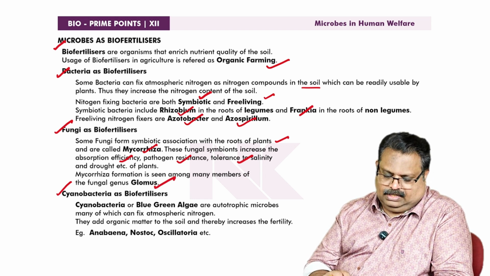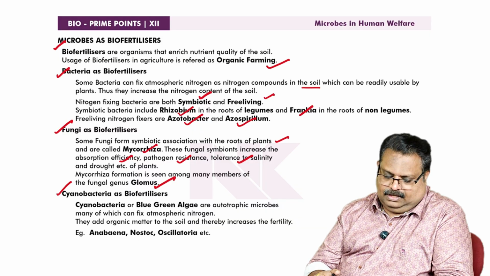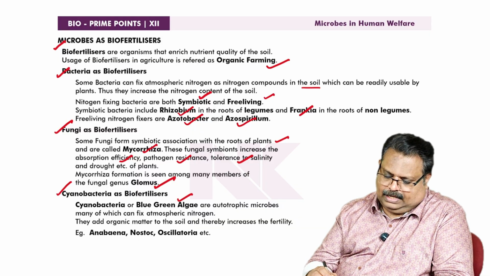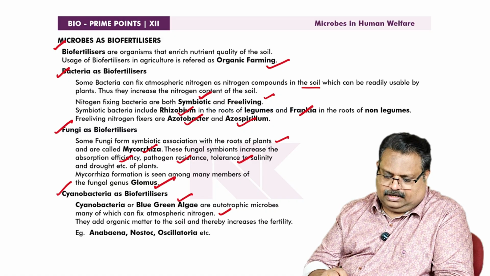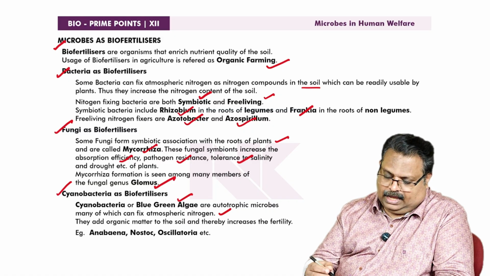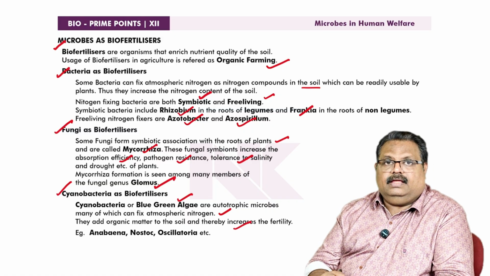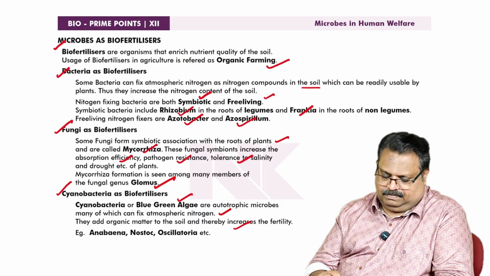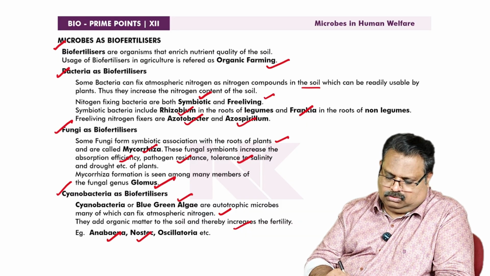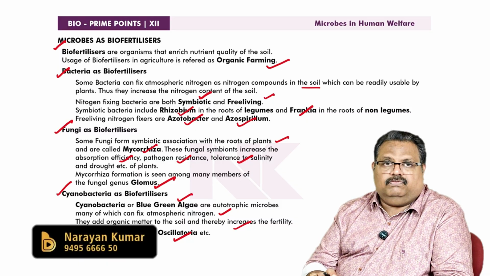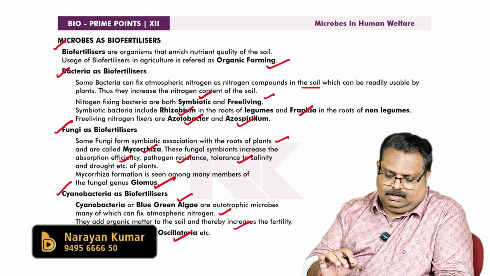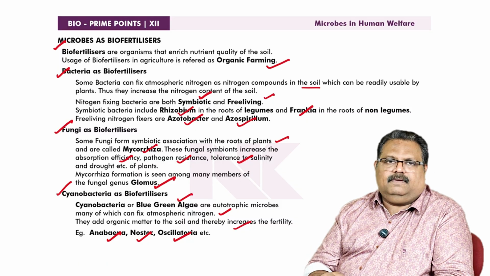Okay. Then comes cyanobacteria. Cyanobacteria or blue-green algae are autotrophic microbes, many of which can fix atmospheric nitrogen. They add organic matter to the soil, thereby increasing the soil fertility. Example, Anabaena, Nostoc, Oscillatoria, etc. Okay, so these are the biofertilizers: bacteria, fungi and cyanobacteria.